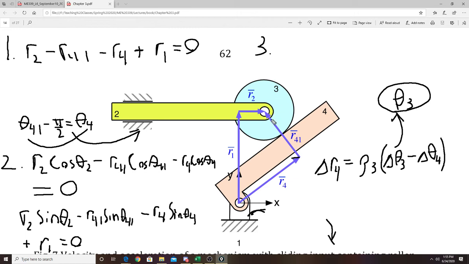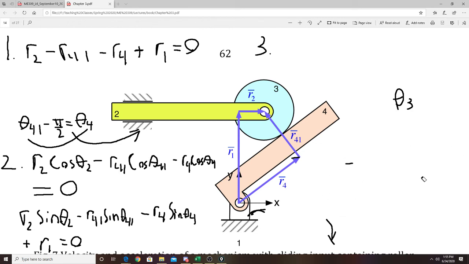So for this question, don't name anything in the vector loop that is 3. Don't go R3 or R31. Basically save the rolling contact for its own vector or its own name, because if you do that, you'll end up with multiple theta 3s and it'll confuse you. So don't do that. And remember, you can name things whatever you want. It doesn't matter. Just make sure that you keep it consistent and that you don't change things halfway through.